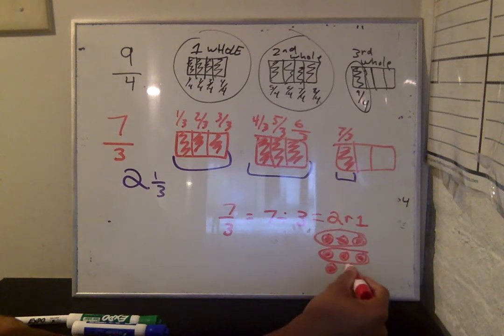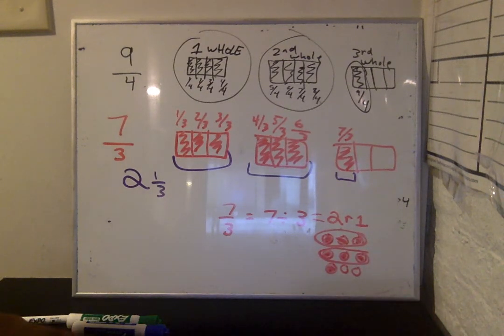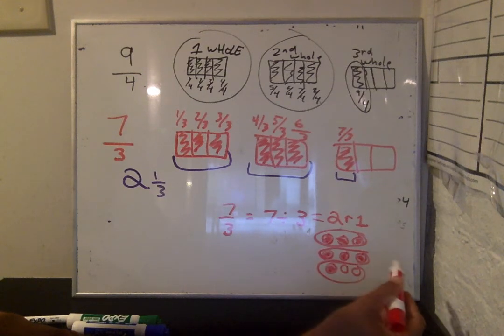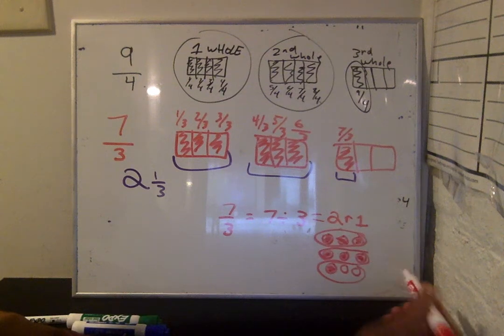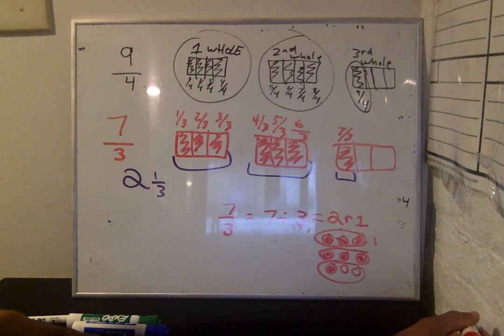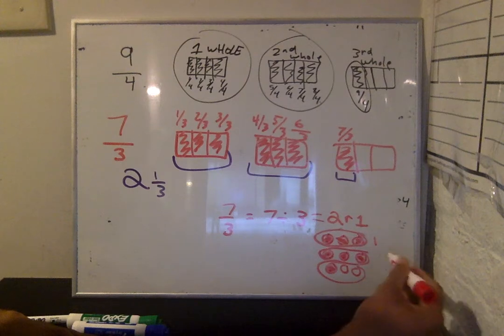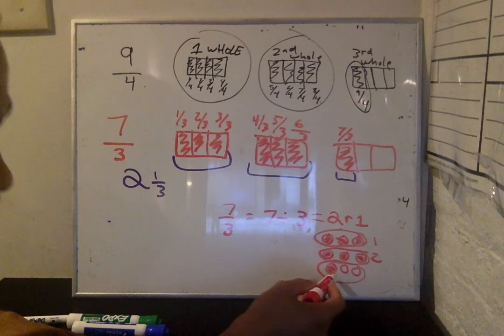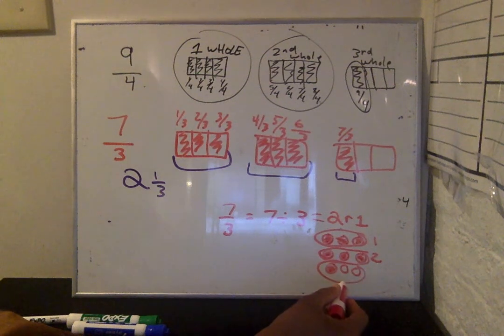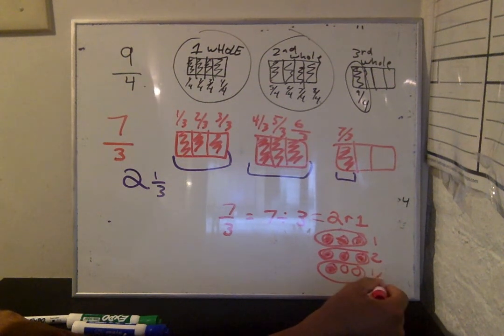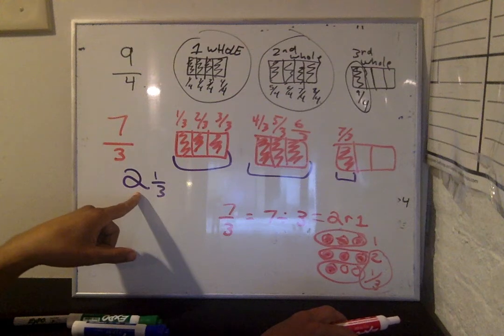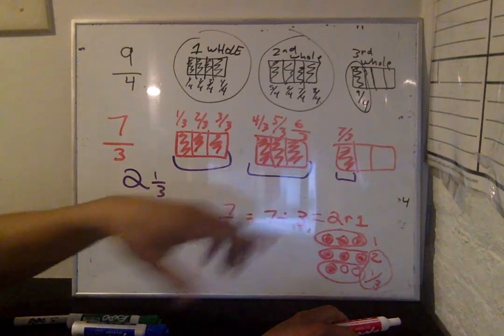But then I want to complete this group of 3, but I'm not shading it in because I only have 7. So if I look at this now, I have 1 whole group of 3. I have 2 whole groups of 3. And then I have only 1 out of 3 left. So 1/3. So this is 2 1/3. Just like over here, what I was showing you, it is 2 1/3.